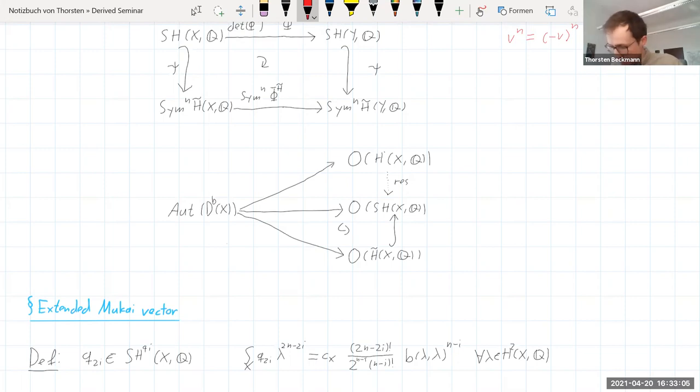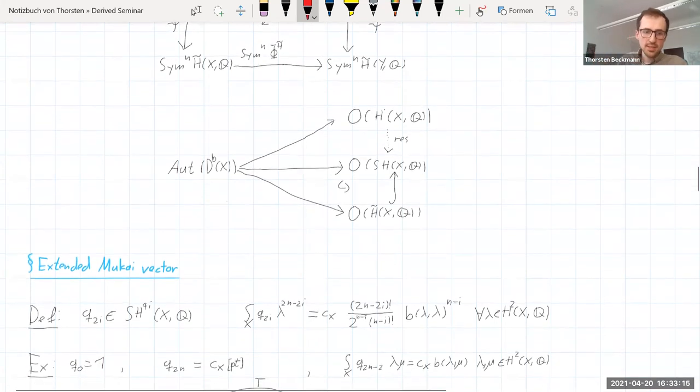This should just be the (n minus i)-th power of the Beauville-Bogomolov-Fujiki form. So basically, you can think of these q^i's just as some powers of the Beauville-Bogomolov-Fujiki form. For example, by definition, this q^0 is just our usual fundamental class. q^n is just the Fujiki constant times the point class. And this class q^(n-2), again up to the scalar of the Fujiki constant, just gives us the Beauville-Bogomolov form.